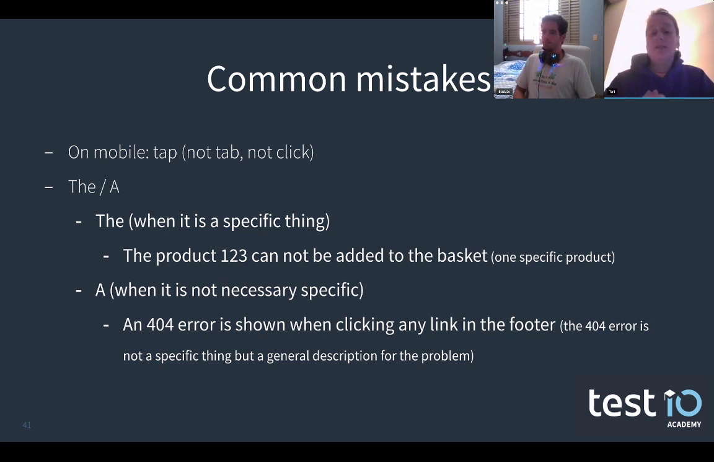"An" is used when there's a vowel following. So if it is an A, an E, an I, an O, and U. If these follow, you use "an" instead of "a". So an 404 error is shown when clicking any link in the footer. Here you use "an" because it is not this one specific error. It is a 404 error, but you don't know why exactly it is occurring. So just use an 404 error because it is 1 out of a million 404 errors.